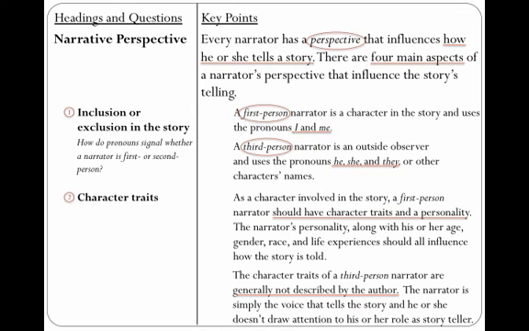And usually with a third-person narrator, you're not going to be getting any information about the character traits of the narrator. Okay, the narrator is not going to be developed by the author at all.